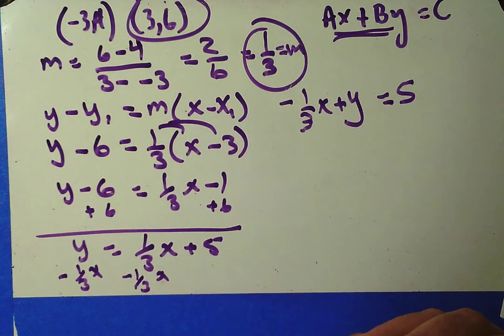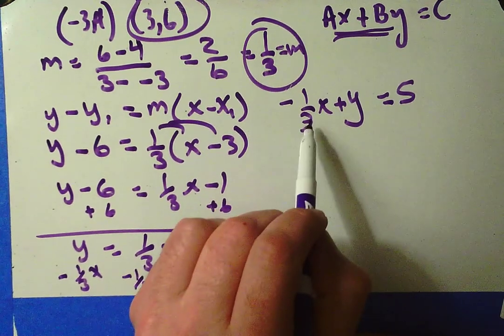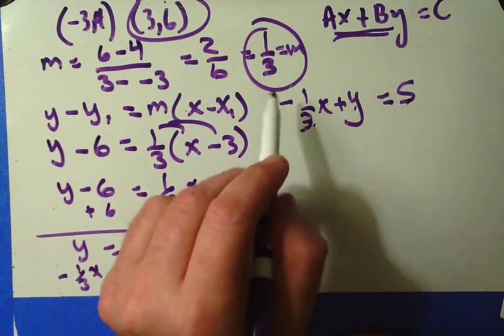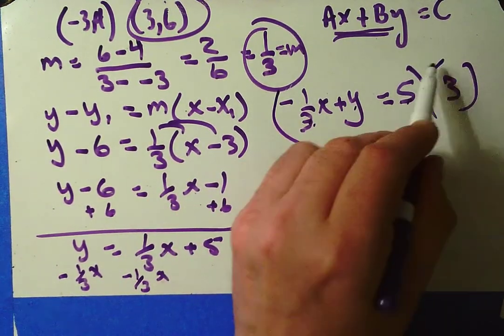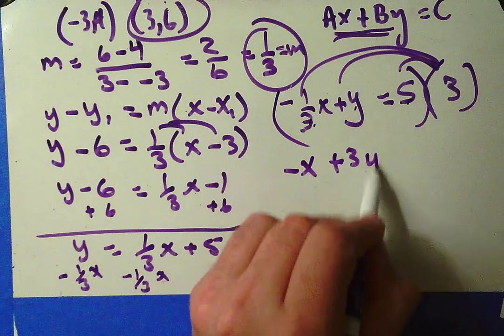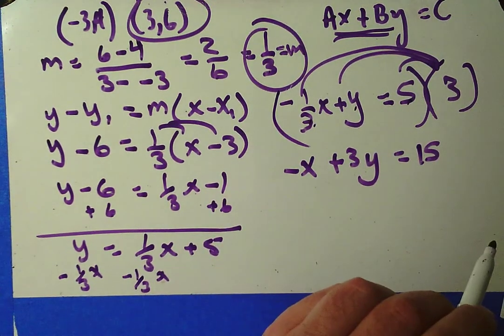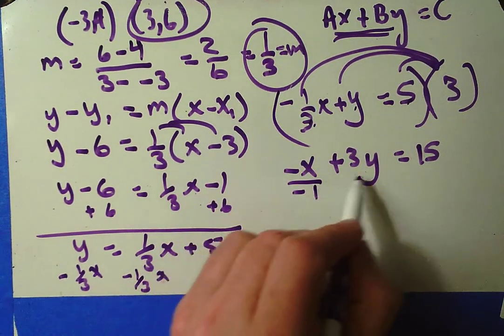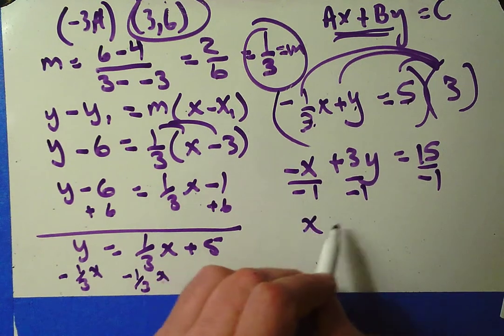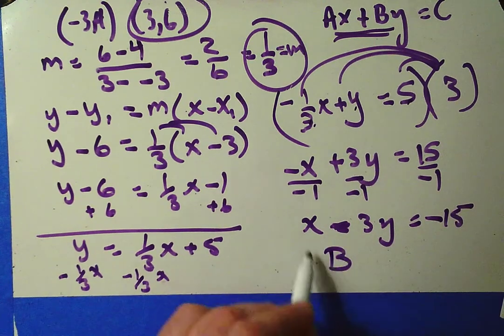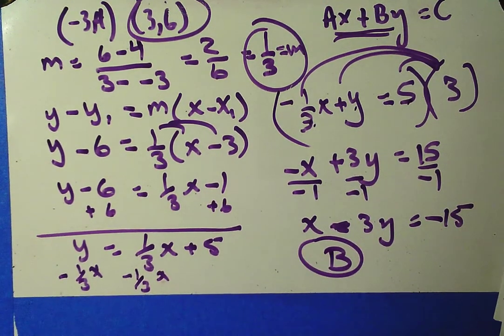Now I notice my solution isn't there. So I'm going to get rid of this fraction by multiplying not just this, but this and this over here. I'm going to multiply everything by 3. I'm going to distribute 3 to everything. So I'm going to have negative x plus 3y equals 15. And that corresponds with, again, none of my solutions. But if I divide all of these by negative 1, I see x minus 3y equals negative 15, and that corresponds to choice B. Okie doke.